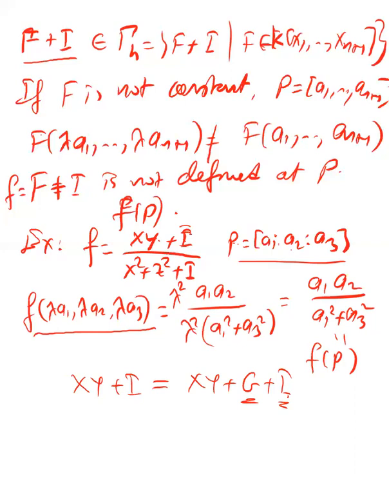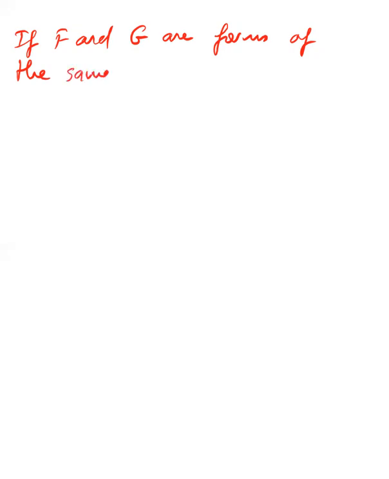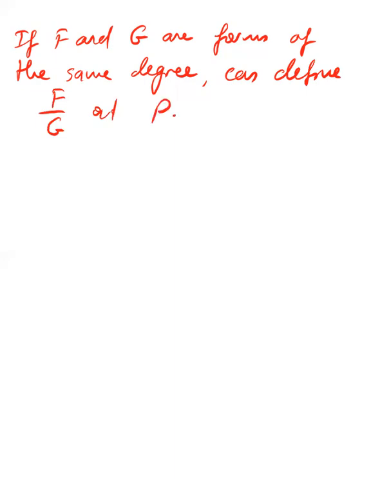Okay, so if f and g are forms of the same degree, then we can define f over g at P. Well, how do we define it?